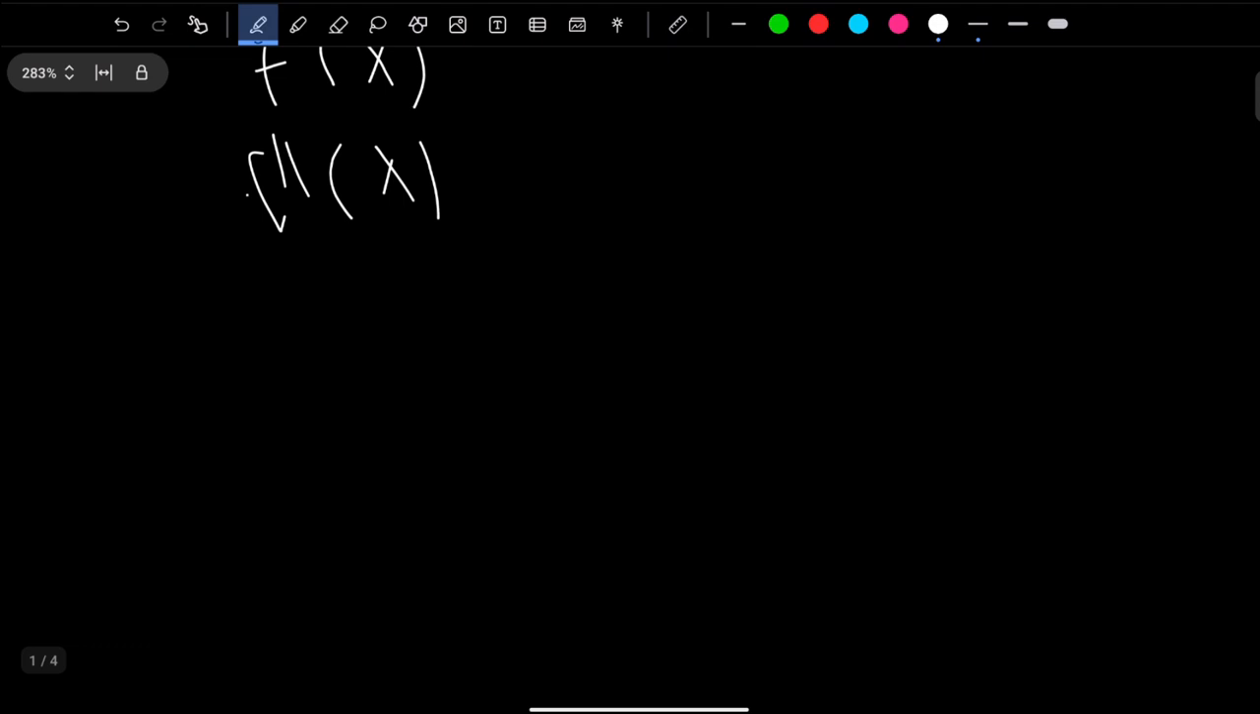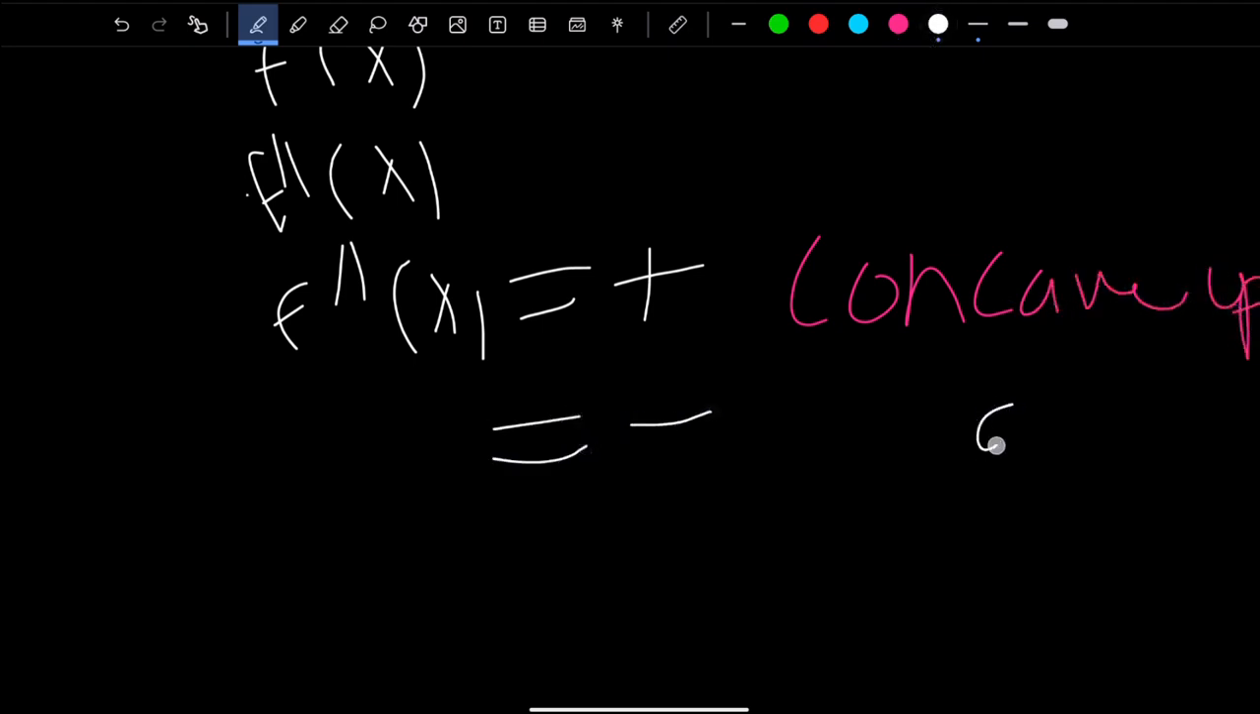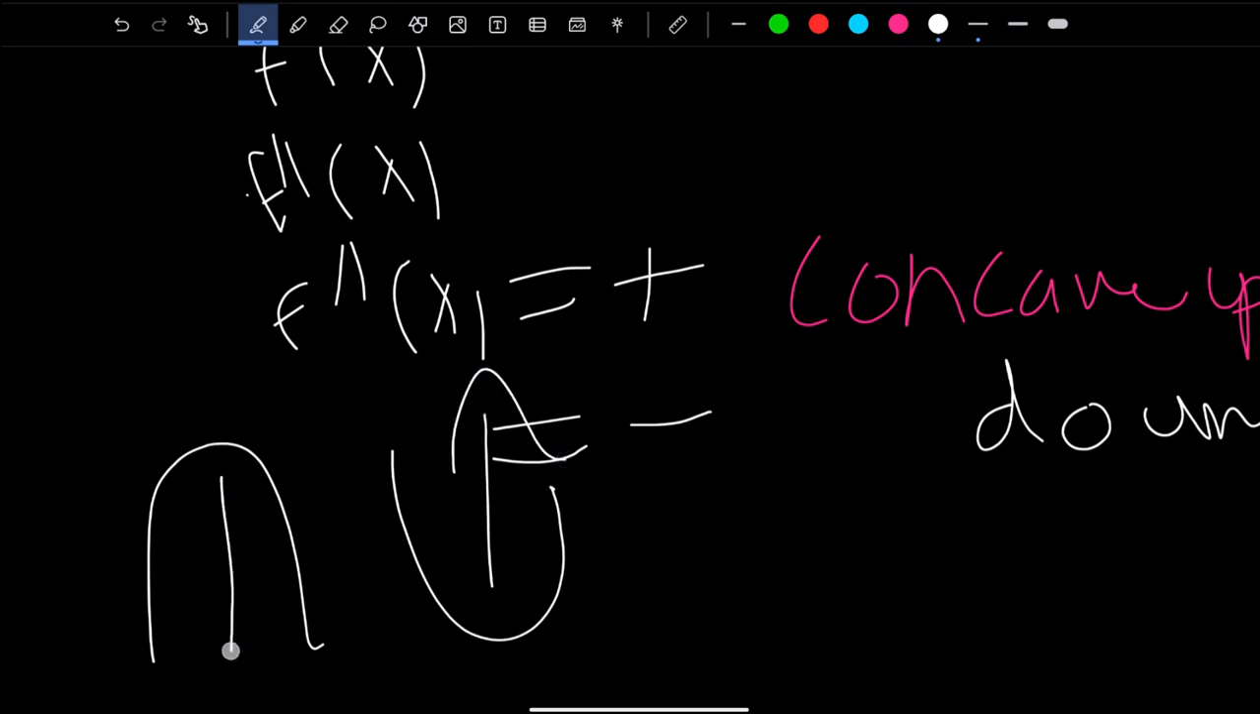So some concavity rules are, if f prime prime of x is positive, concave up. And then the opposite, if it's negative, it is concave down. What does this mean? This is concave down, and this is concave up, where the concave is pointing.